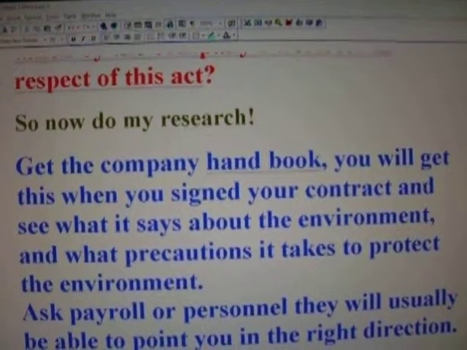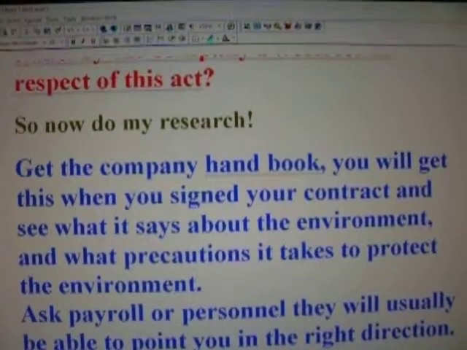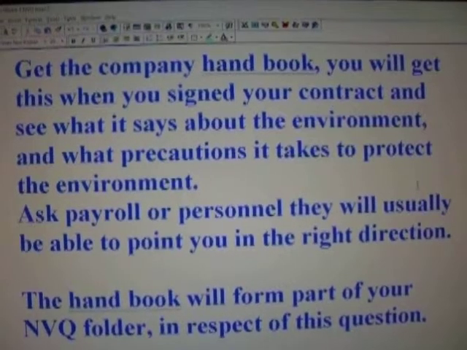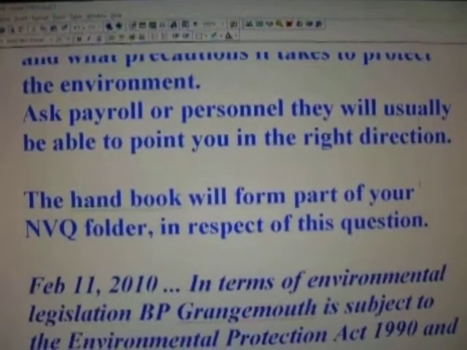Get a company handbook. You will get this when you sign your contract, etc. Okay? This you can read for yourself. You don't need me to read this to you, okay?